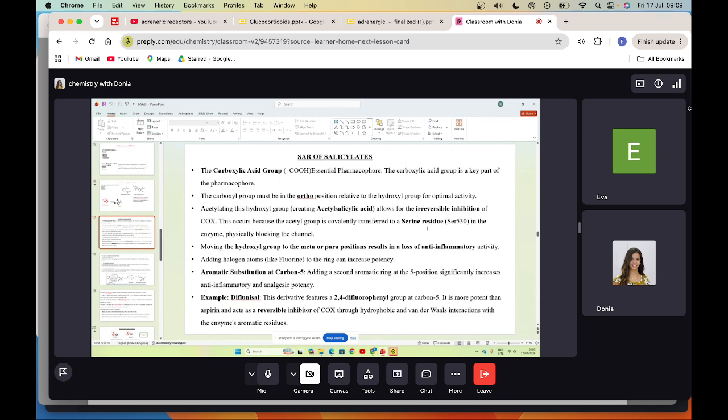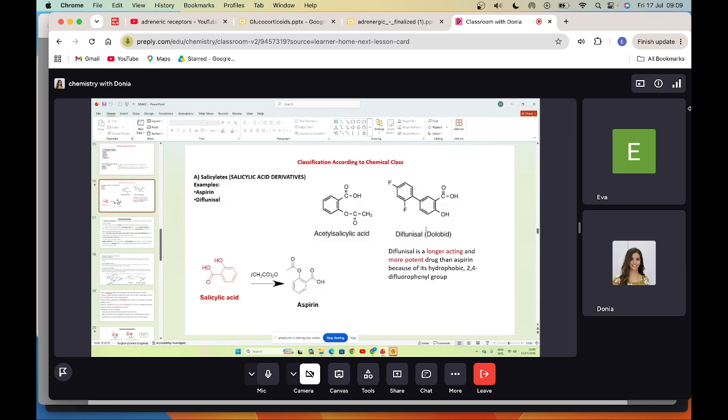Concerning the other drug in this class, the diflunisal, this is the structure of the diflunisal. Again, it has a salicylic acid ring. This is a salicylic acid ring. And here in the para position, I have a 2,4-difluorophenyl group. This is 1, 2, 3, 4. So that's why we call it 2,4.